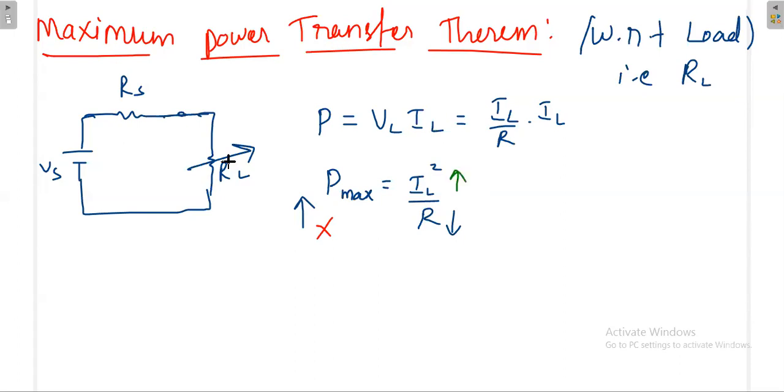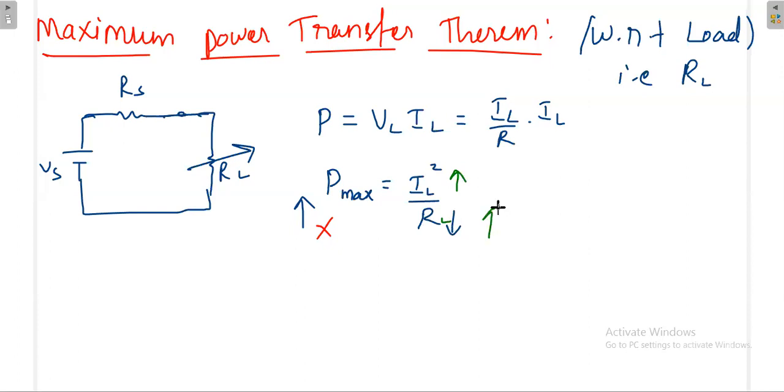Okay, when you decrease RL, what is happening? That IL is increasing. That's why you cannot come to any conclusion, because this IL and RL is interrelated. If they are not interrelated, no problem, simply you can tell. But this IL and RL is interrelated. Once if you decrease RL, this IL will increase.